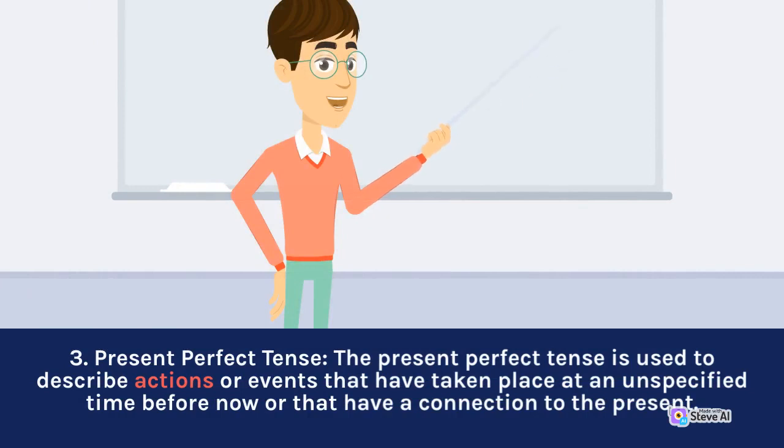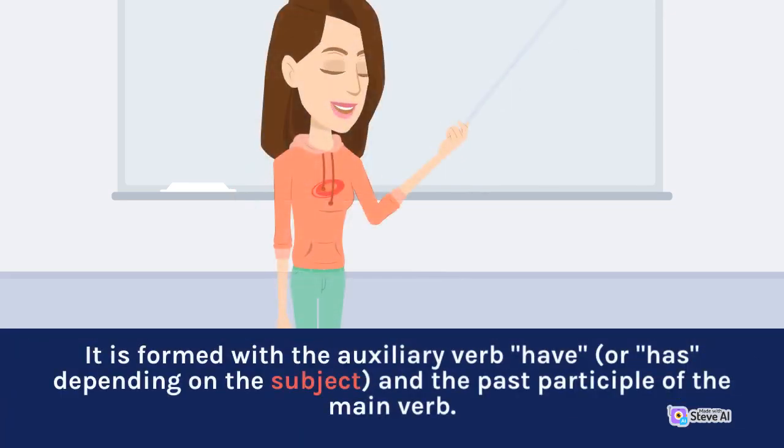3. Present perfect tense. The present perfect tense is used to describe actions or events that have taken place at an unspecified time before now or that have a connection to the present. It is formed with the auxiliary verb have, or has depending on the subject, and the past participle of the main verb.